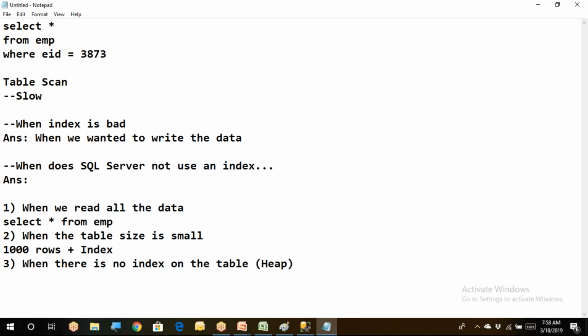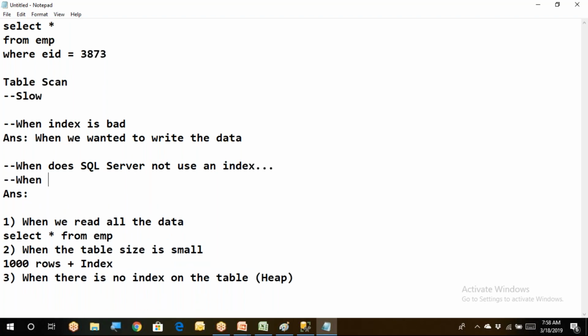So people may ask you a question, when does SQL Server not use an index, or when will SQL Server perform table scanning? People may ask you either that or this. When SQL Server will perform table scanning instead of indexes, you can tell them that these are the few reasons: when we read all the data, when the table size is small, when there is no index on the table. In these three cases SQL Server is going to be using table scanning only.